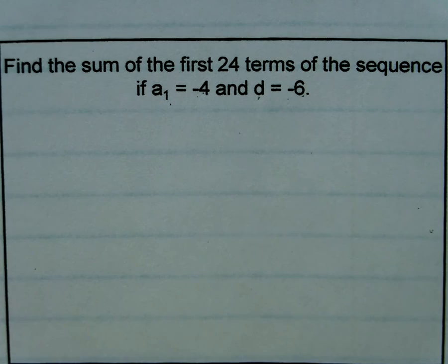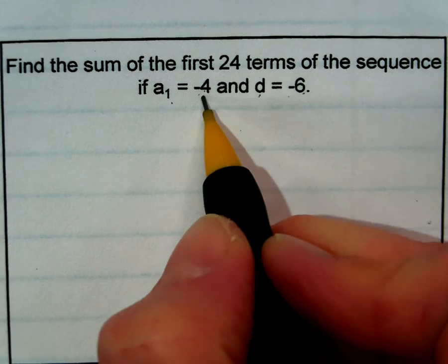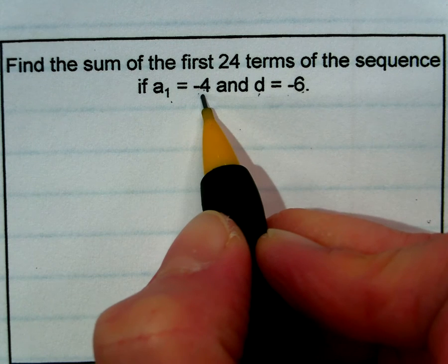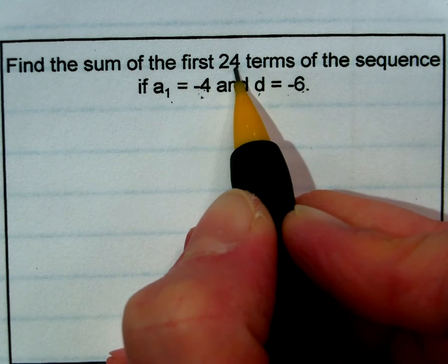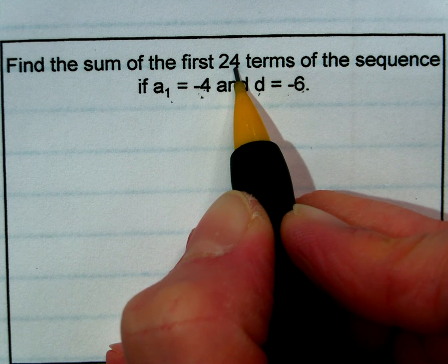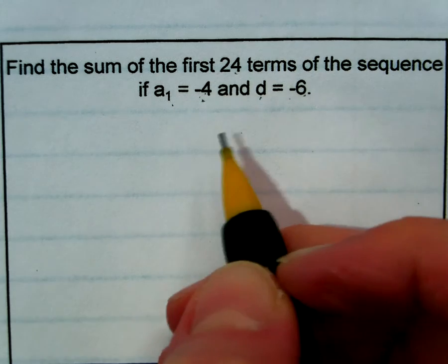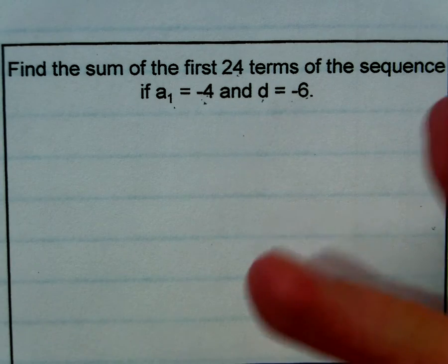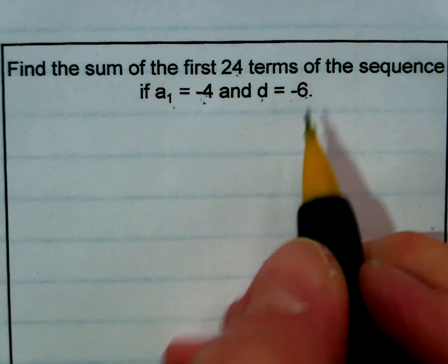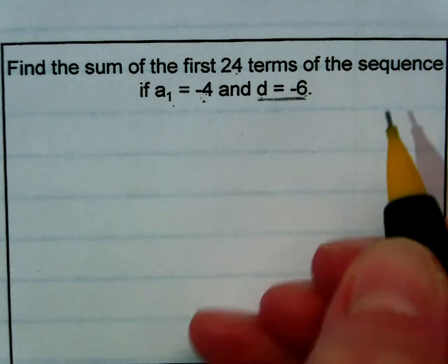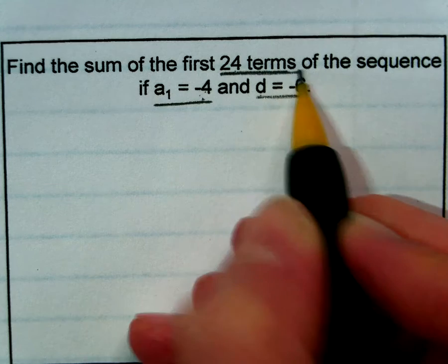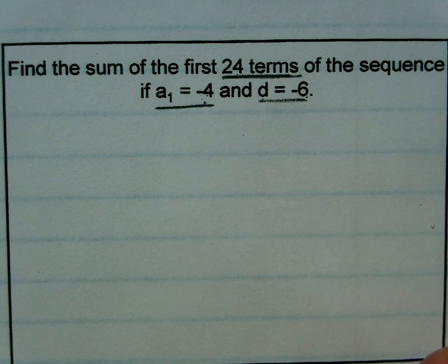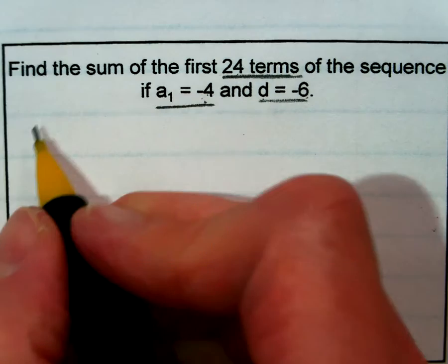So if I was going to do this the long way, I would take -4 and I would subtract 6, subtract 6, subtract 6, subtract 6 until I got to the 24th term, and then I would take all 24 terms and add them up. So yesterday I think I mentioned that there are some shortcuts for certain situations. This is one of those shortcuts. If we know that they're subtracting 6 every time is the pattern, we know what the starting term of the sequence is, we know there's 24 terms, we can just use some formulas to make this a whole lot faster.